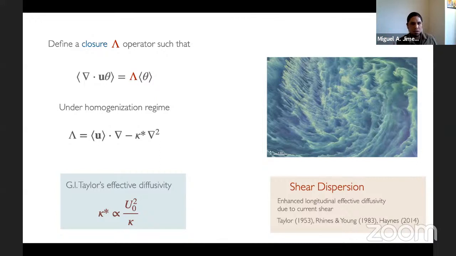And this is a phenomenon now called shear dispersion. It's pretty general because it also applies to, say, cellular flows. And we can all argue that this basic work in the 50s shaped the direction of, say, parameterizations in climate models to a large degree.